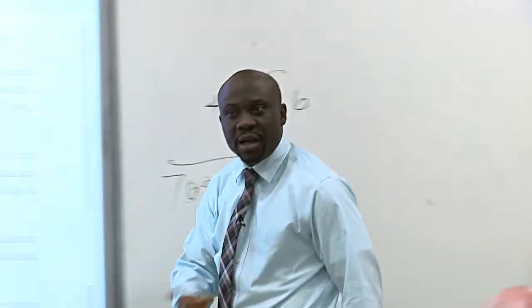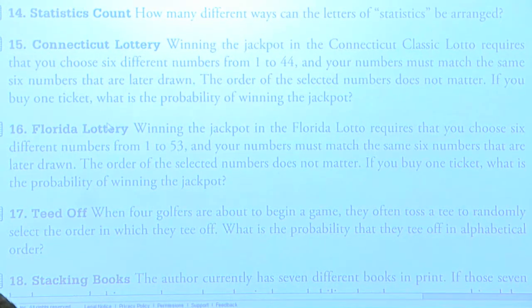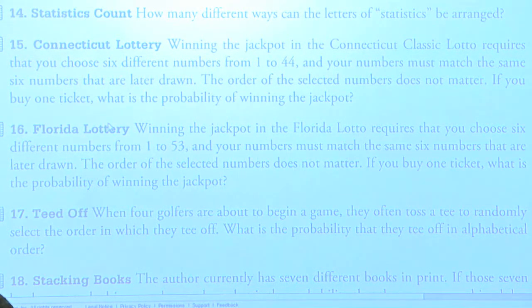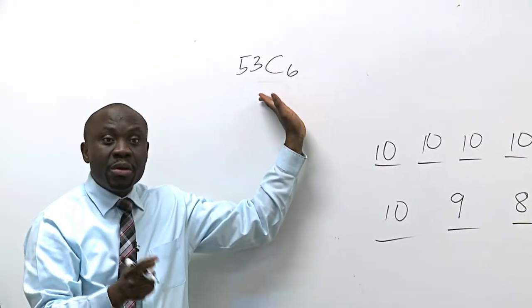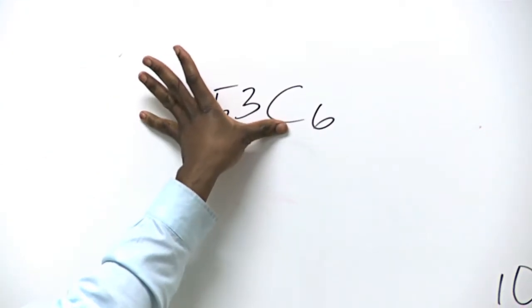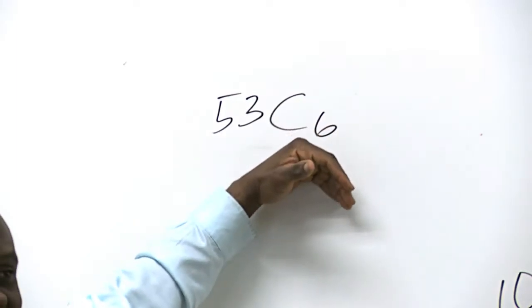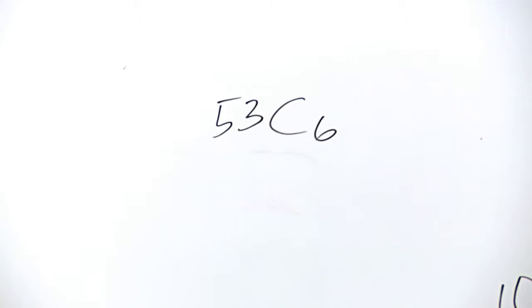Yes. Let's go to the next one. Now don't mess it up. Florida Lottery 16. Winning the jackpot in Florida Lotto requires that you choose 6 different numbers from 1 through 53. Your numbers must match the same numbers that are later drawn. The order of the selected numbers does not matter, so it'd be C, because order does not matter. And this one can be computed using your calculators. It's a big number. I don't want to venture, but whatever you get, divide that into 1 and you get your answer.